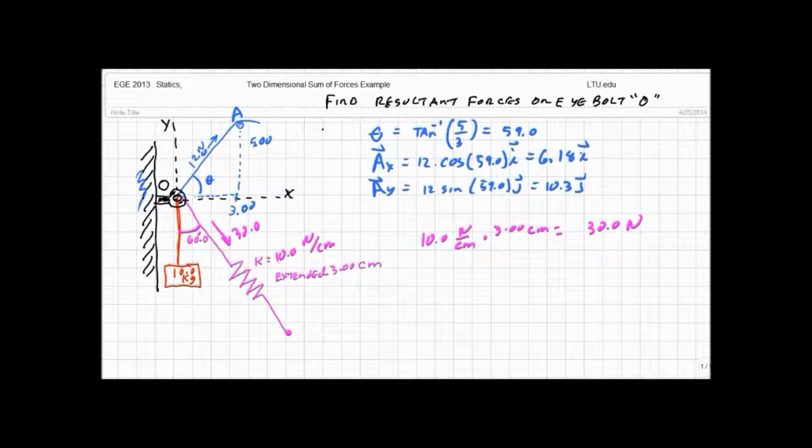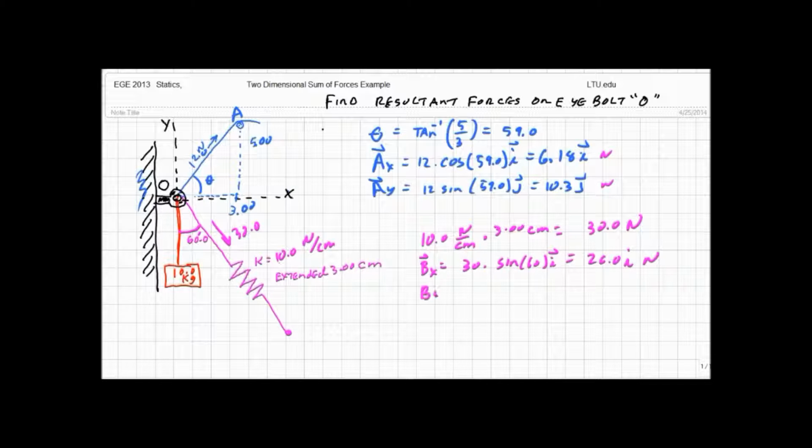We've labeled our angles a little strange, but we just have to deal with that as engineers. So we'll call this B. B X equals 30 times the sine of 60 times I, equals 26.0 I newtons, and these are newtons as well, the force.